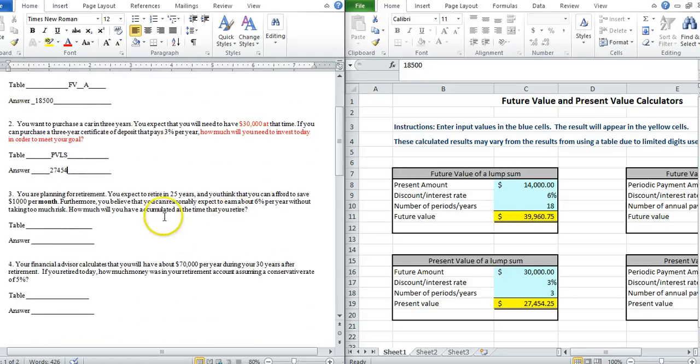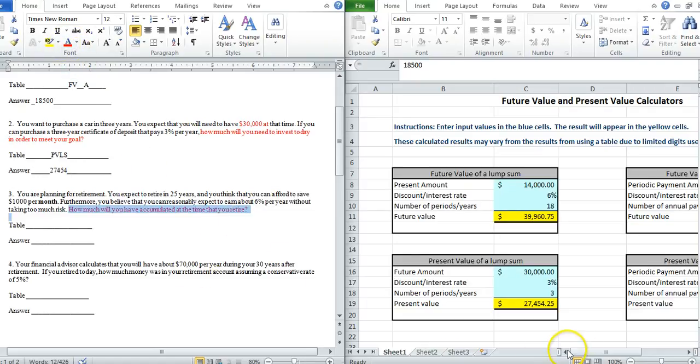Number 3, planning for retirement. You expect to retire in 25 years, $1,000 a month. So when I have months, these are year calculators, so I have to multiply that by 12 to turn it to a year. So here's the question. How much will I have accumulated at the time I retire?